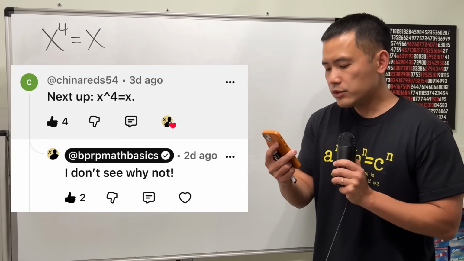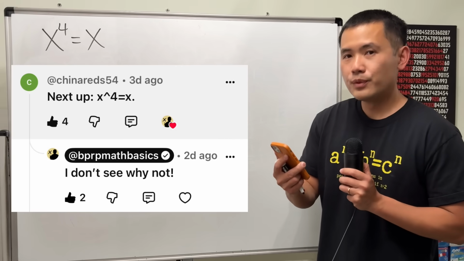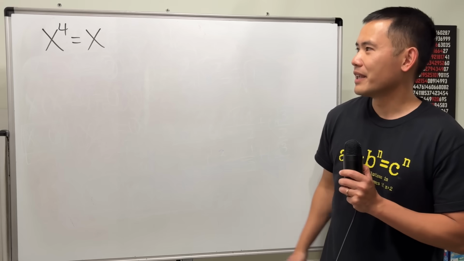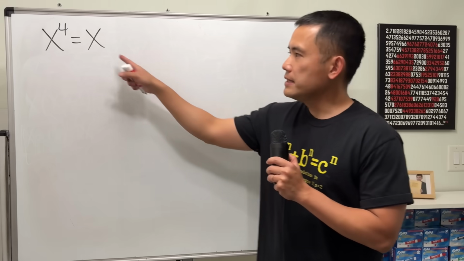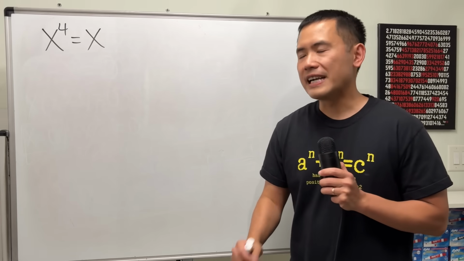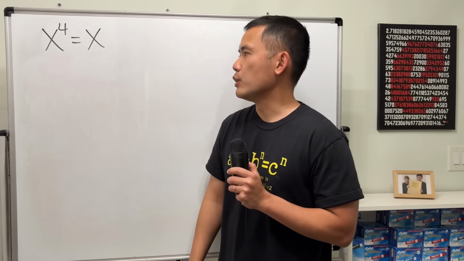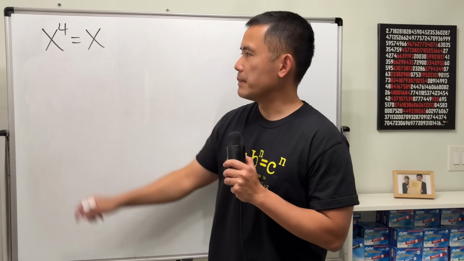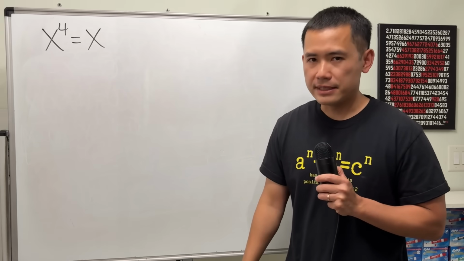Next up, x to the fourth power equals x. Well, I don't see why not. Here we go. To solve this equation, first make sure we do not divide both sides by x, because in fact, 0 is the solution for this equation. If we divide both sides by x, we are dividing both sides by 0.